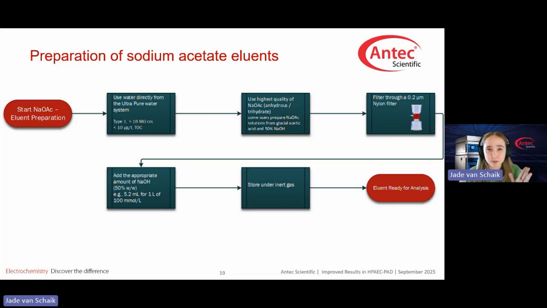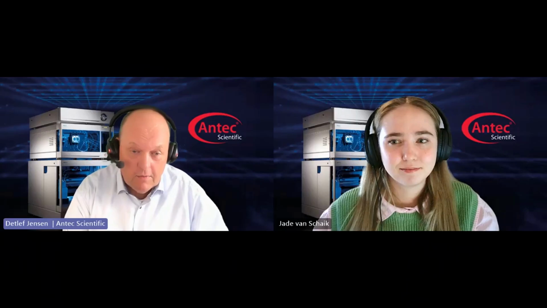And one important note, always prepare caustic sodium acetate solution. If prepared in water, the sodium acetate solution turns into a perfect breeding ground for bacteria. Nothing you want to have on your system, right, Detlef? Absolutely right, Yada, absolutely right. Well, thank you very much.